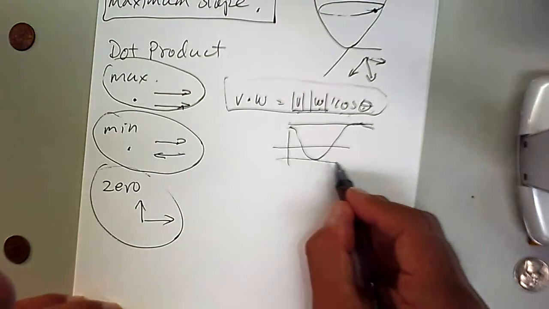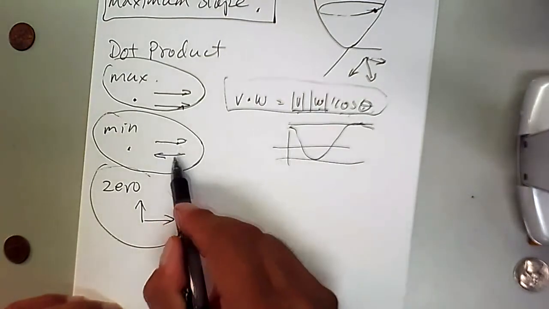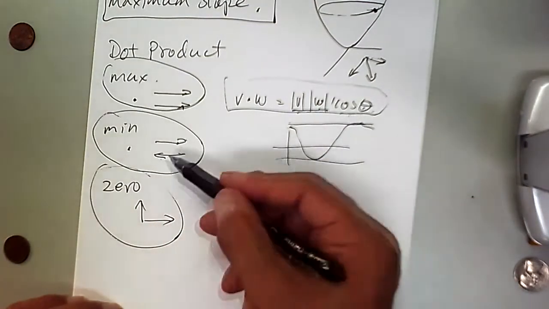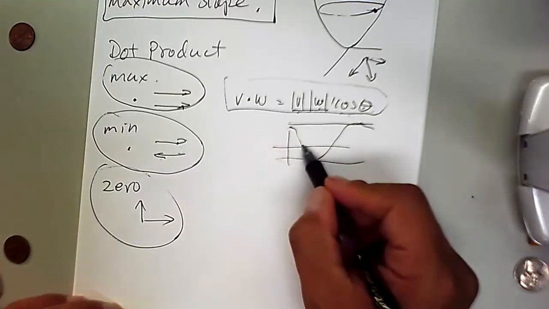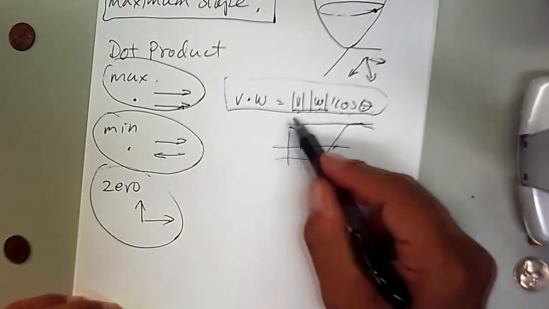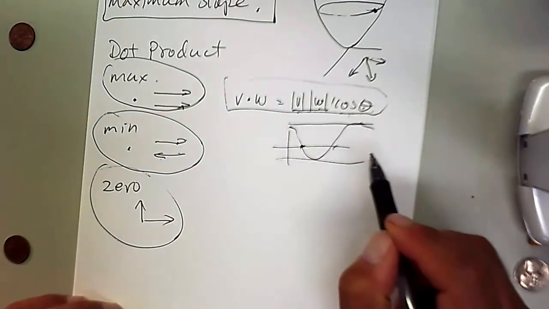The minimum we can get is -1. And that happens with 180 degrees, so when the vectors are opposite. And we get 0 at 90 degrees. This is a cosine function.